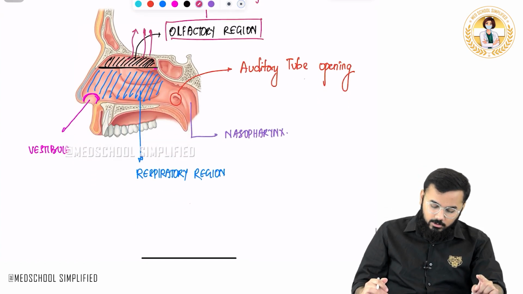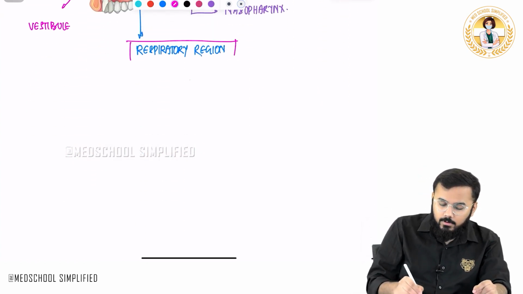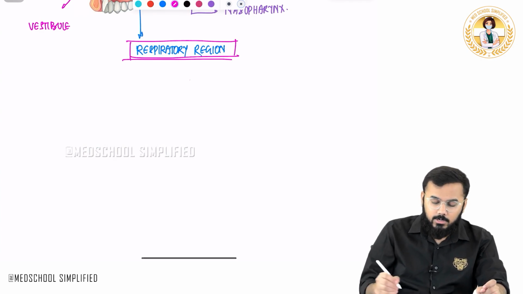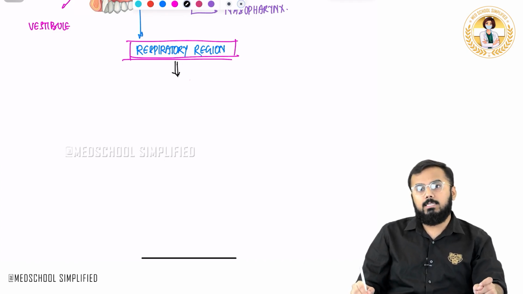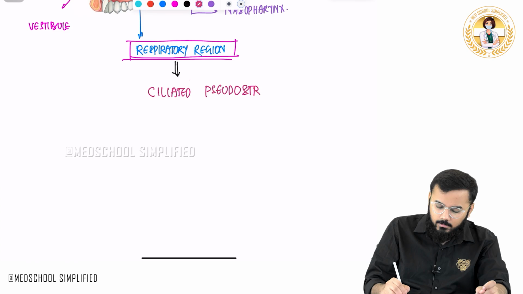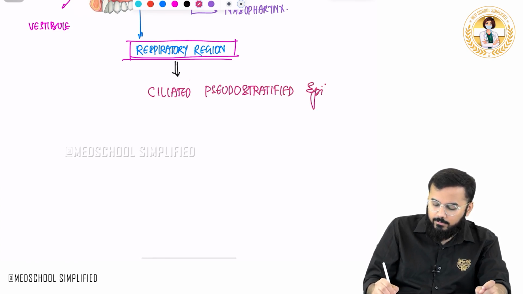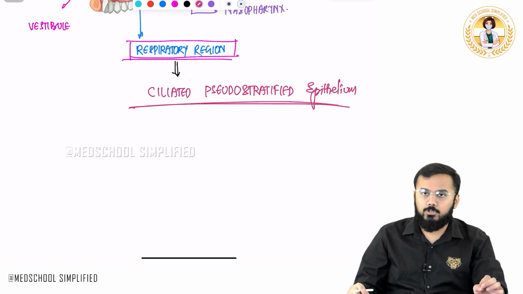Now, I also talked about the respiratory region. In this respiratory region, the epithelium which you can see is called ciliated pseudostratified epithelium. So this is the epithelium which you basically can see.